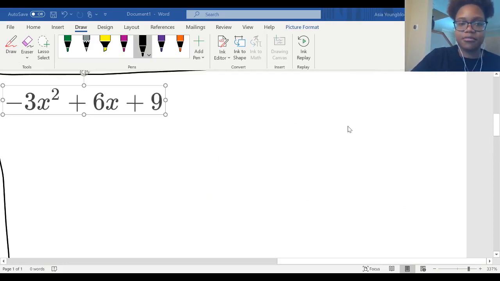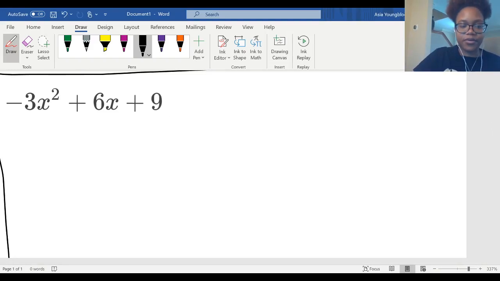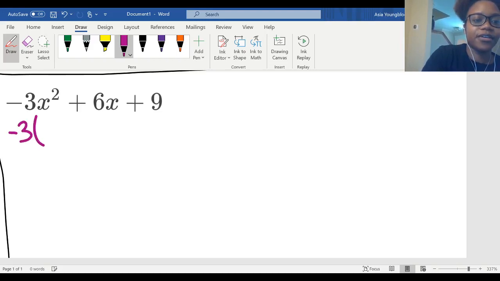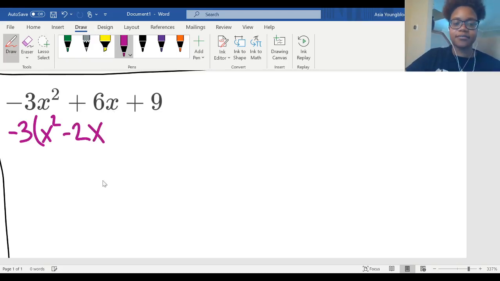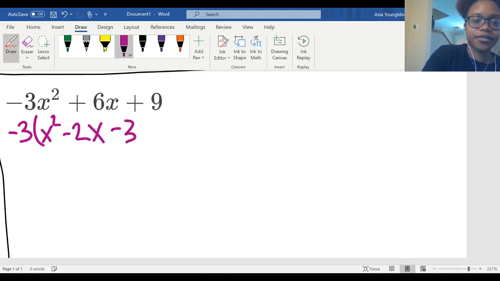This will be our last problem that we'll be going through from this set. So we're given this expression, negative 3x squared plus 6x plus 9. The smallest number we have is negative 3. So let's see if negative 3 is a factor. Negative 3 divided by negative 3 is 1x squared. 6 divided by negative 3 is negative 2x. 9 divided by negative 3 is negative 3.